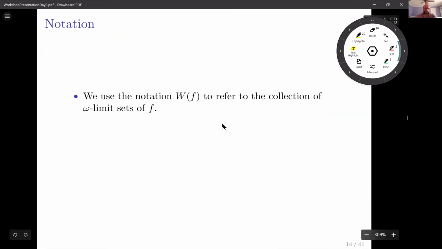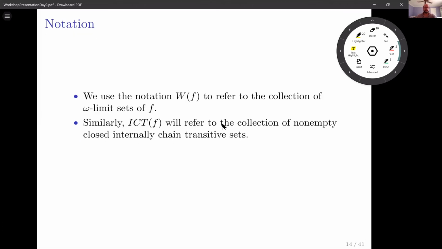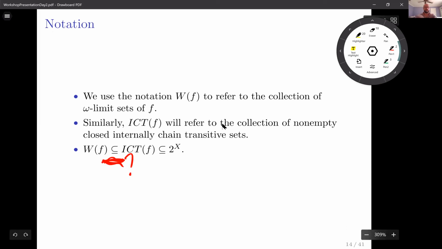Okay, so a little bit of notation for what we're about to talk about. We're going to use the symbol W of f to refer to the collection of omega limit sets of f. We know that for a function f on a compact metric space x, every omega limit set is a compact subset, so every omega limit set is an element of 2 to the x, and W of f is the subset of 2 to the x that's exactly those things. We're going to use ICT of f to be the subset of 2 to the x which contains the non-empty closed internally chain transitive sets. And because of the things we've just talked about, we know that W of f is a subset of the ICT sets of f, which is a subset of 2 to the x. And we'd like to explore this relation here. When is that equality?